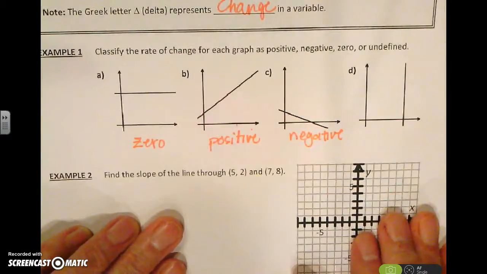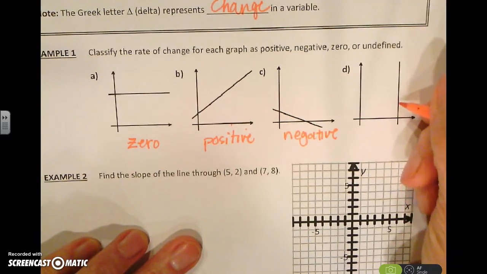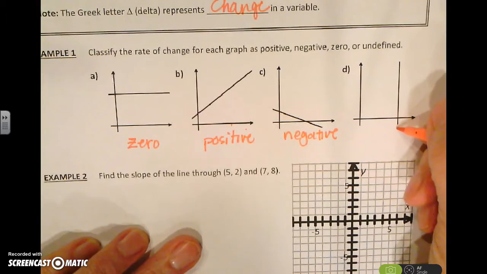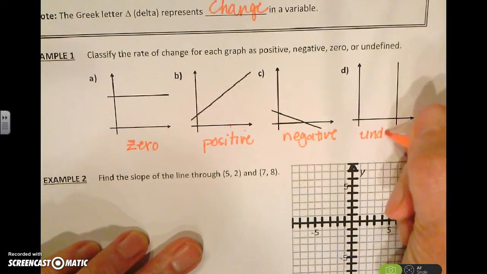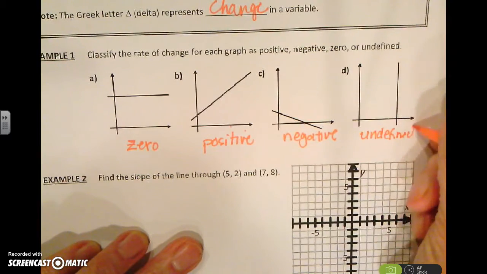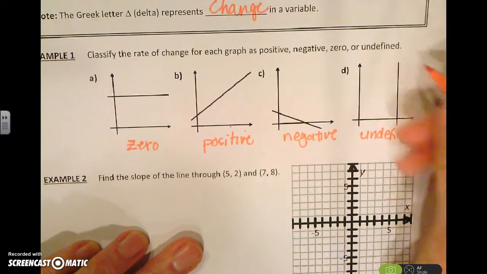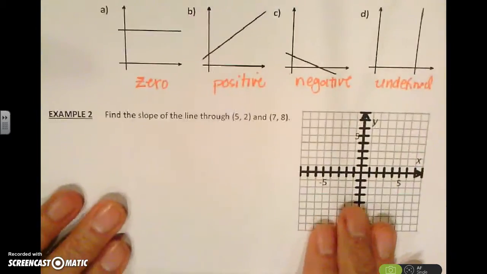And for the last one, we look and we see that for every x, we have all kinds of different y values, which doesn't make any sense. So we're going to say that it is an undefined slope because x never changes, but yet the y continues to change. So that is an undefined slope.